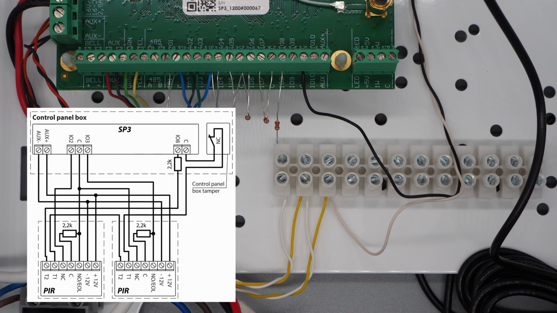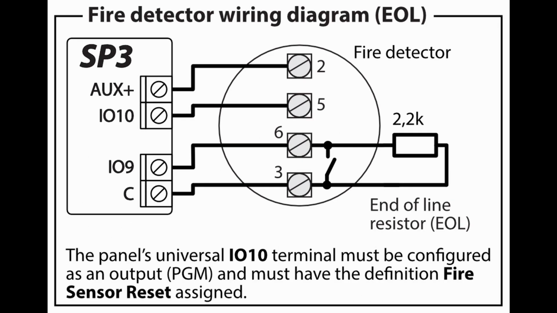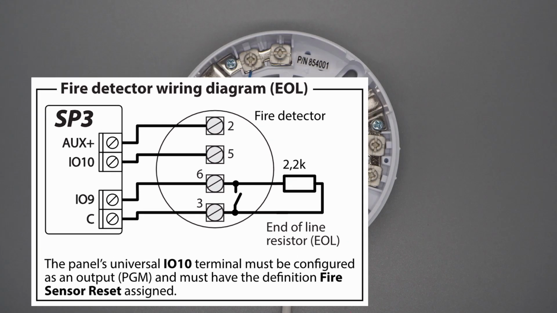Connect the tampers of both sensors and the tamper of the control panel casing serially to the terminals of zone 8 through a resistor. The type fire is assigned to zone 9 of the control panel. Terminal number 10 is a PGM output that has fire sensor reset type assigned to it.